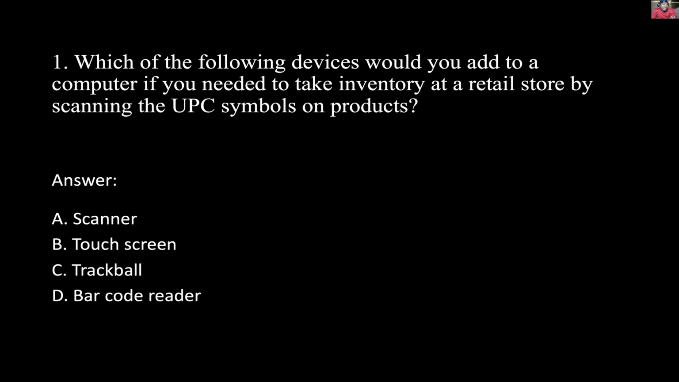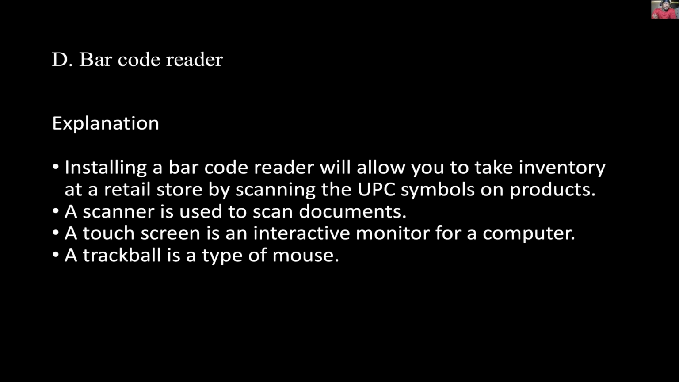So when you see those, it's usually a square, and you see some numbers there. Do you use scanners? I don't use scanners. So A, scanner; B, touchscreen; C, trackball; D, barcode reader. Yeah, use a barcode reader to read it. So let's see the explanation.